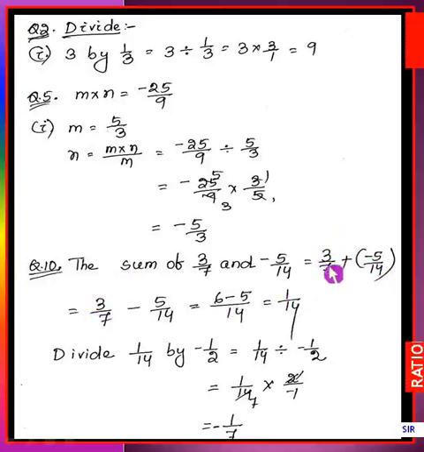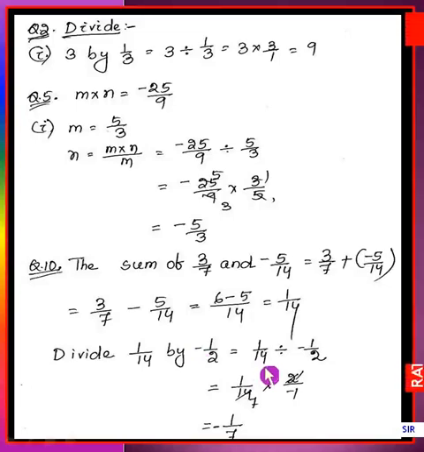Equal to 3 by 7 plus into minus minus 5 by 14, equal to LCM of 7 and 14. LCM is coming 14. 7 2 ja 14, 2 3 ja 6, minus 14 on the 14, then 5. 6 minus 5 equal to 1 by 14. Now what we got: sum of these two numbers. Now we have to divide 1 by 14 by minus 1 by 2.